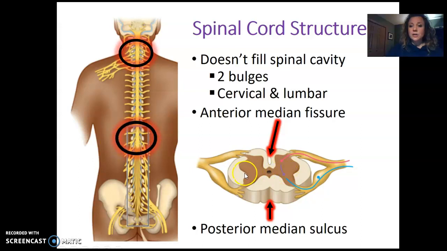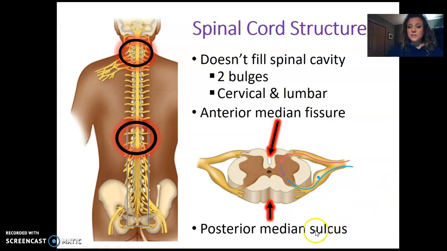If you take a look at a cross-section of the spinal cord, the very first thing that you need to do in order to answer questions about it appropriately is to figure out which side is the anterior side and which side is the posterior side. The anterior side has a fissure or a crack right in the center of it. It's called the anterior median fissure because it's in the front, so it's anterior. It's in the middle, median, and it's a crack, so it's called a fissure.